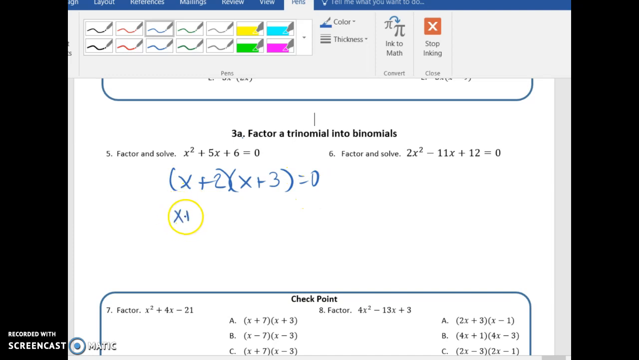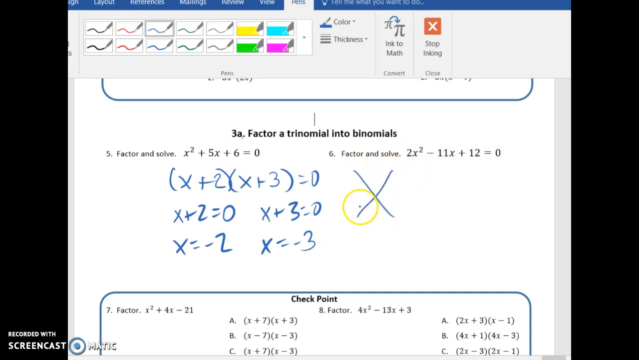So again, set each factor equal to 0. So this one, the solution is x equals -2, and this one is going to be x equals -3. And again, you can always put this in a calculator, graph these, and look for your intercepts or your zeros. Factor and solve. This one has an a out front, so remember those are a little harder. A lot of you have been using the x.